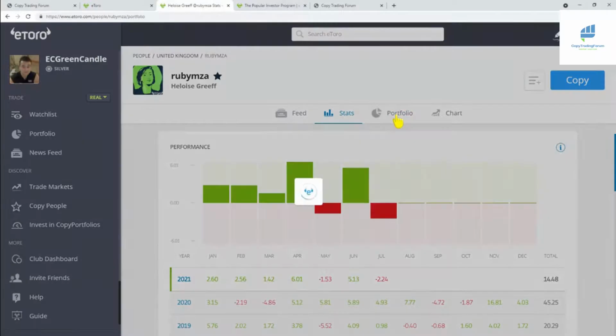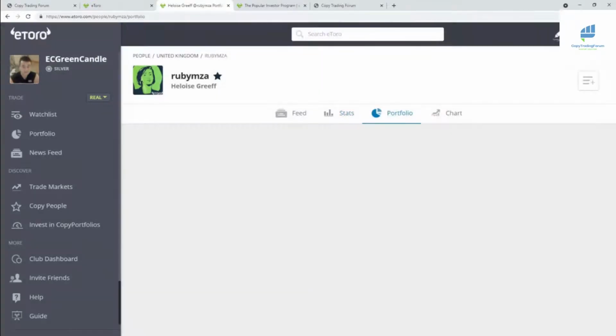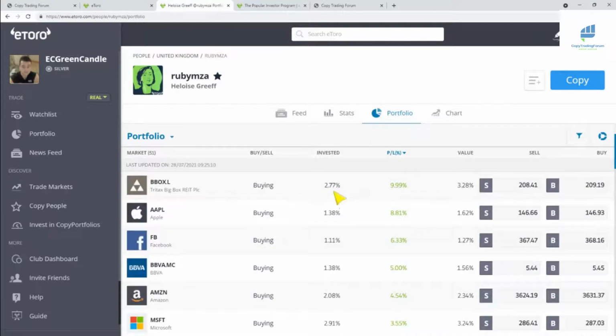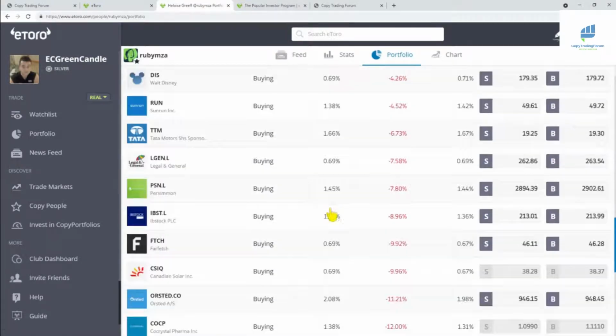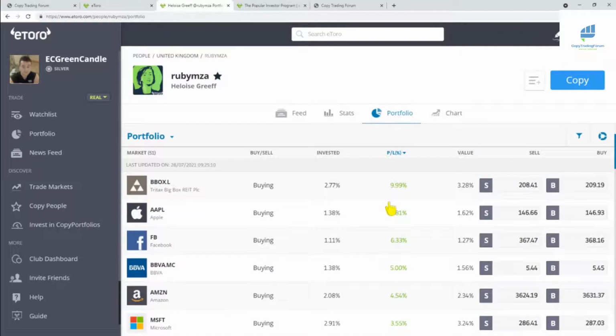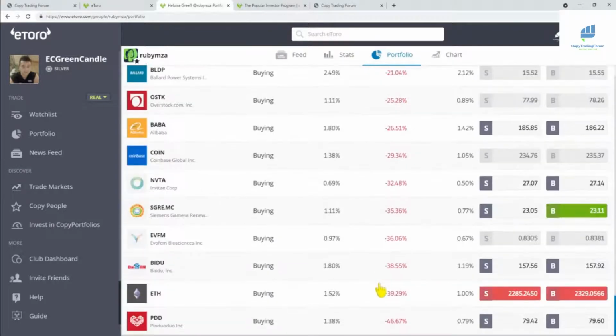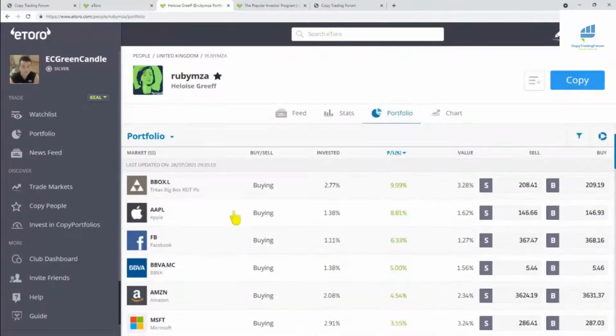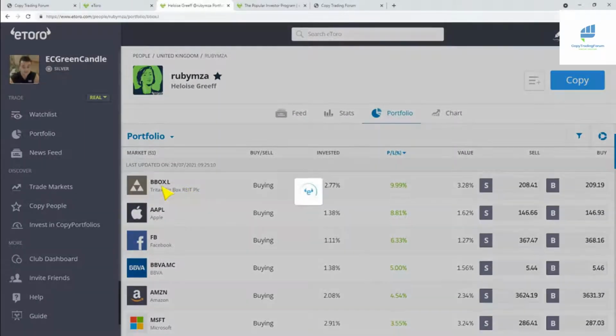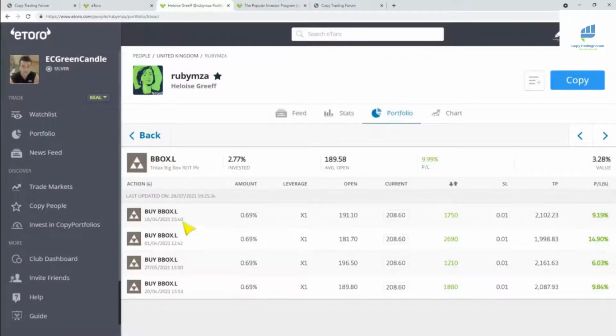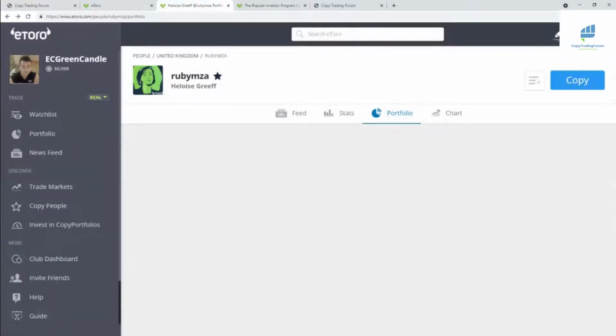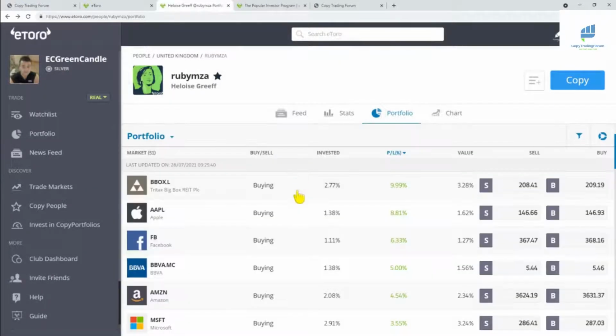And also you can go in and see their portfolio. So you can see all of the stocks they're currently investing in. Okay, so just let that load up there. So these are all the stocks she's currently invested in. You can see how much percentage she's up or down on a stock. And if you click into each stock, it'll show you that she has maybe 3 different buys in that one stock, or 4 different buys in one stock. So you can research this before you start investing in a popular investor.